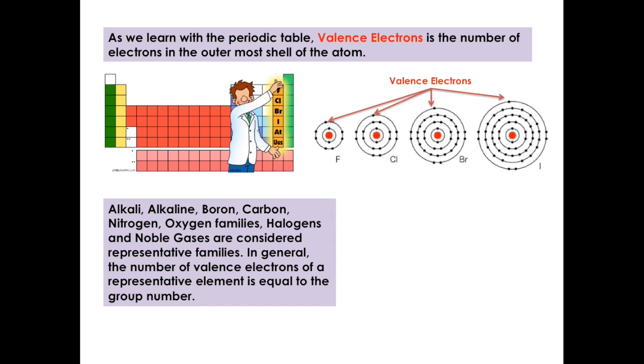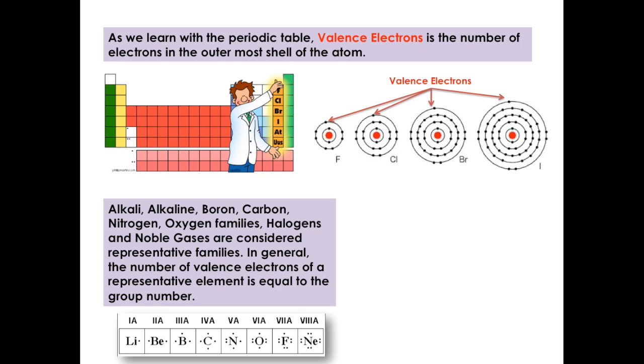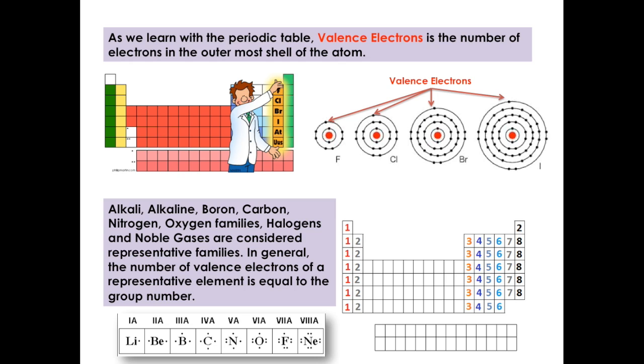Alkali, alkaline, boron, carbon, nitrogen, oxygen families, halogens, and noble gases are considered representative families. In general, the number of valence electrons of a representative element is equal to the group number.